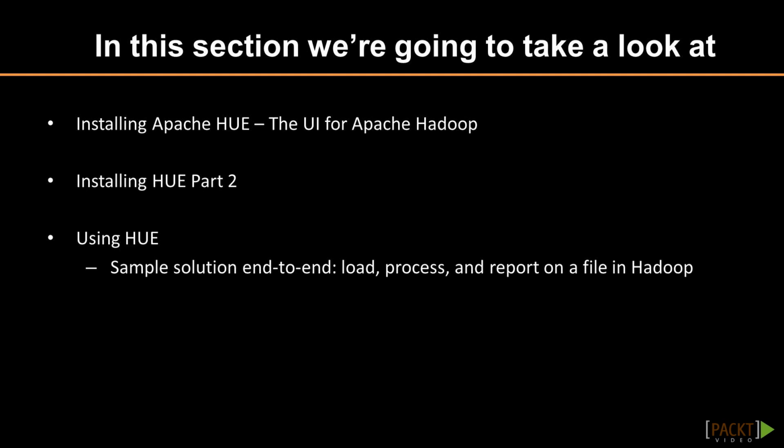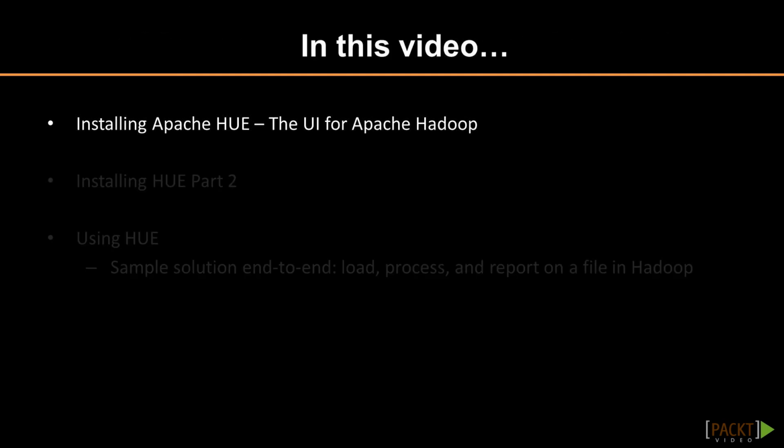This section is broken down into 3 components. In the first part, we will need to install Hue as it does not come bundled with Ambari Hadoop. We will then discuss an overview of the Hue components. Finally, we will do a sample run where we load a file in Hue, define its schema, and then query it through Hive. In this video, we will begin the process of installing Hue.